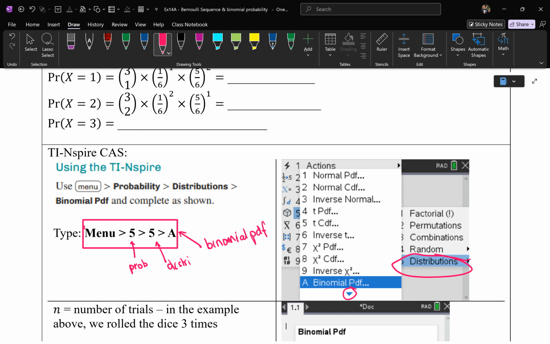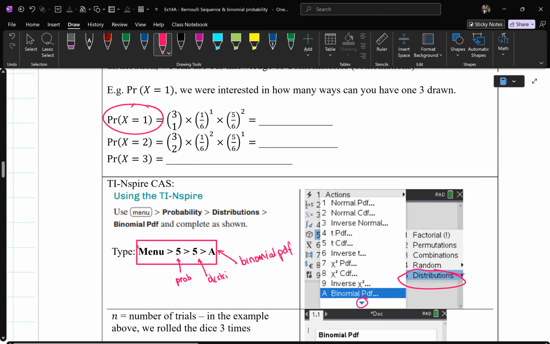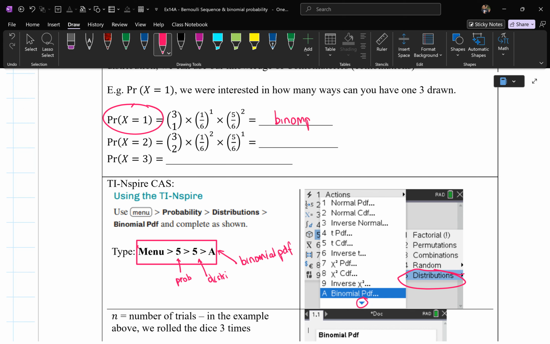PDF is just for the instance. So like what we were doing just then, if you just want to know at x equals 1, what's the chance? So say here you would actually do binom PDF, and then you just got to put in the number of trials and the probability of success. Okay, binomial, and then it also tells you what your x value is, so what you want.